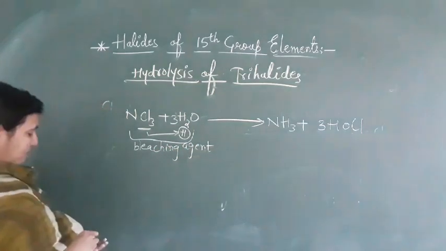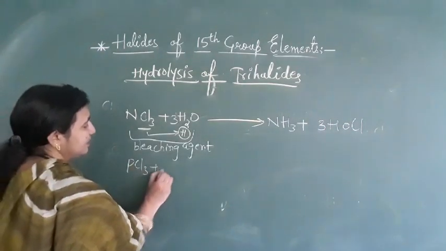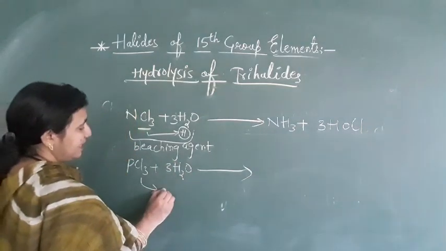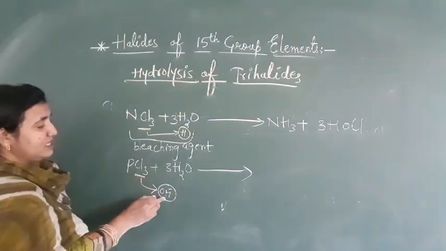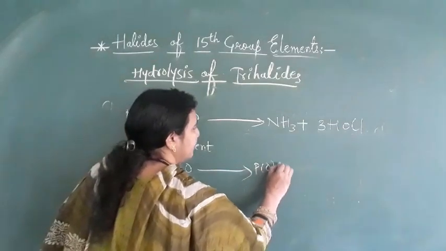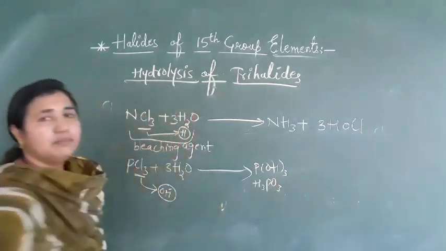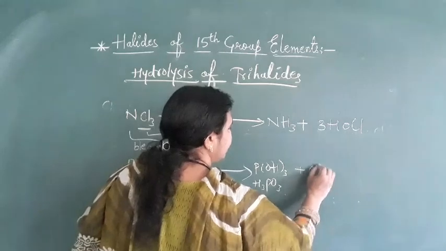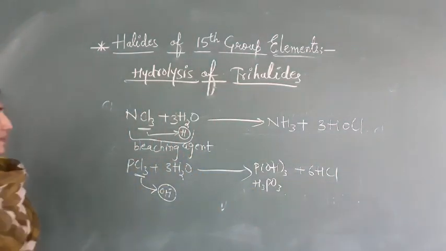So for phosphorus, we have PCl3 plus 3H2O. Here the chlorine is replaced by OH. We replace each chlorine with OH, so we get P(OH)3, or we can say H3PO3. Both are the same. P(OH)3 or H3PO3, plus 6 HCl.